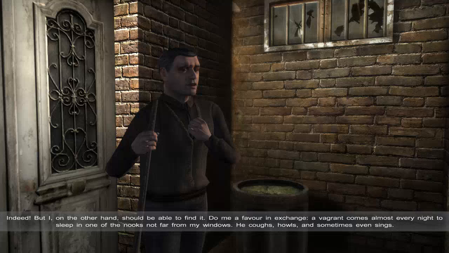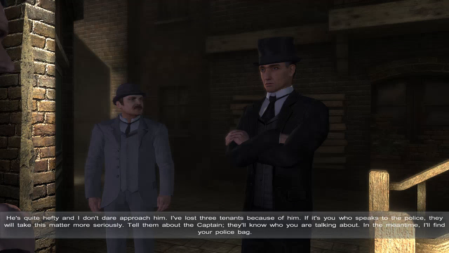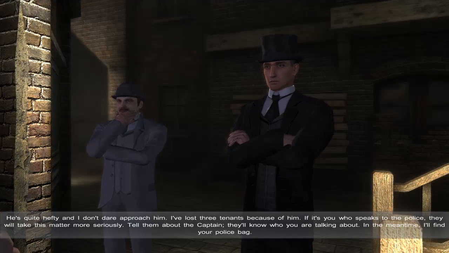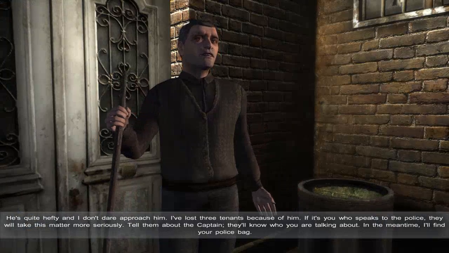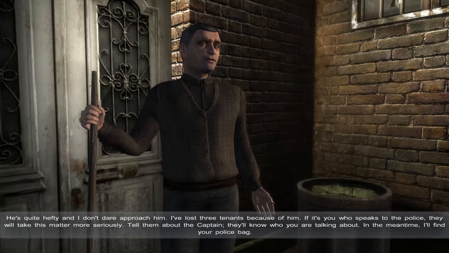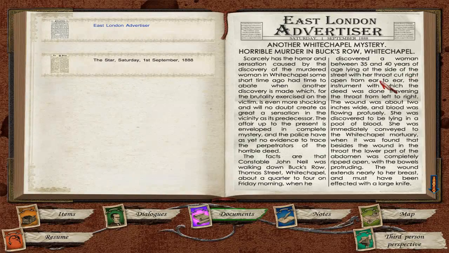Oh, what an asshole. He's quite hefty and I don't dare approach him. I've lost 3 tenants because of him. If it's you who speaks to the police, they will take this matter more seriously. Tell them about the captain. They'll know who you're talking about. In the meantime, I'll find your police bag. Fair enough, okay.